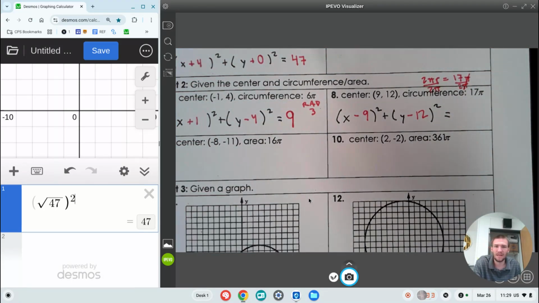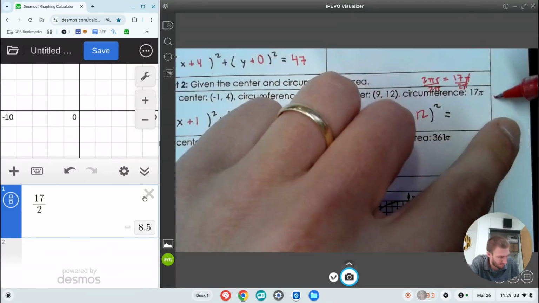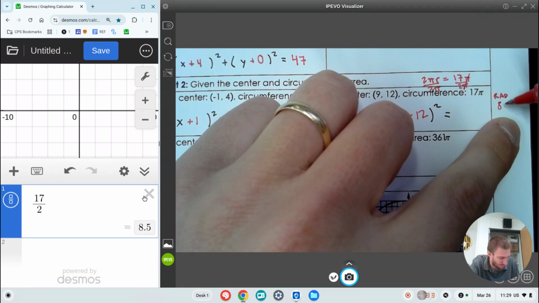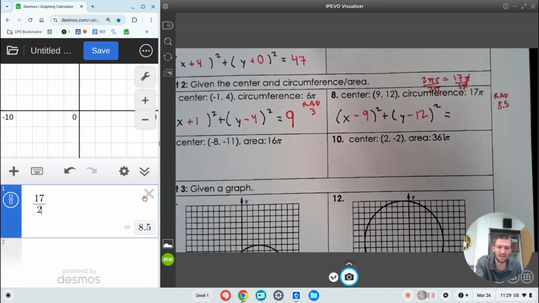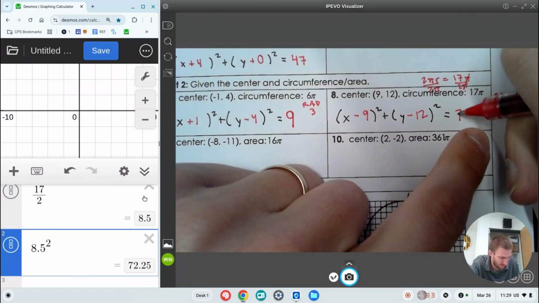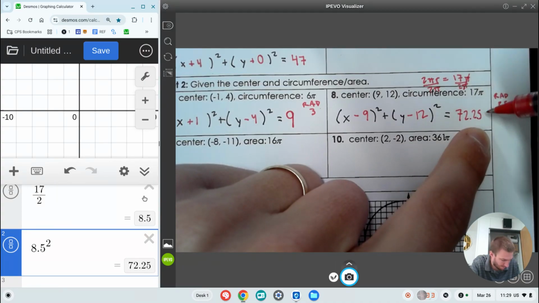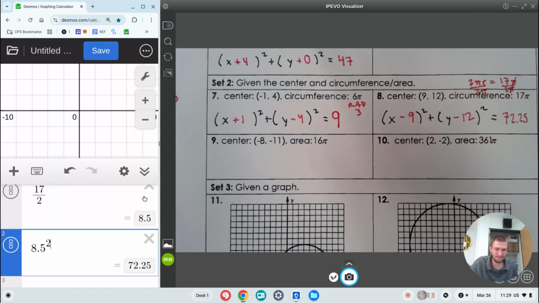And so, I'm going to go to Desmos. I'm going to do 17 divided by 2, which is 8.5. And then remember, if my radius is 8.5, I need to square it to go here. So I'm going to go 8.5 squared, 72.25. A little bit gross, but there it is.